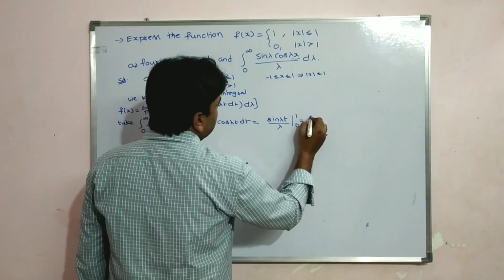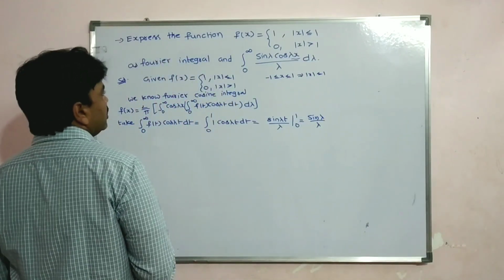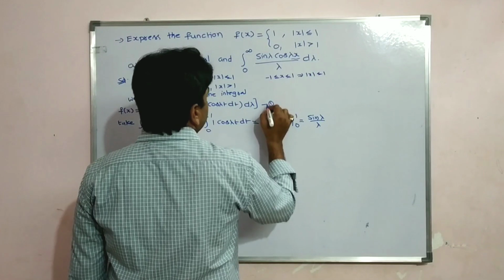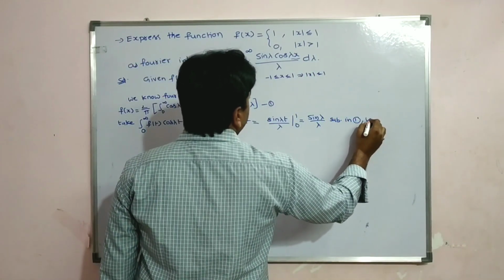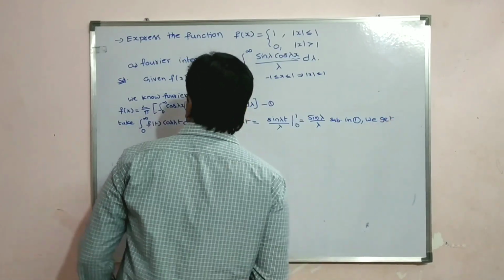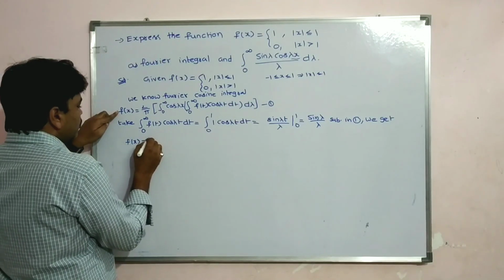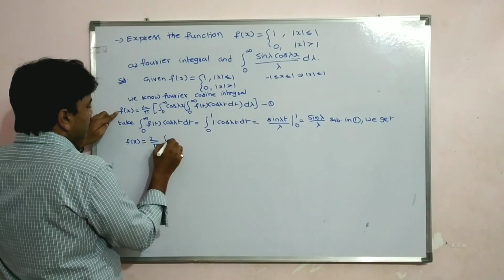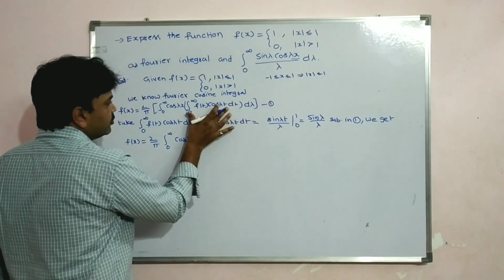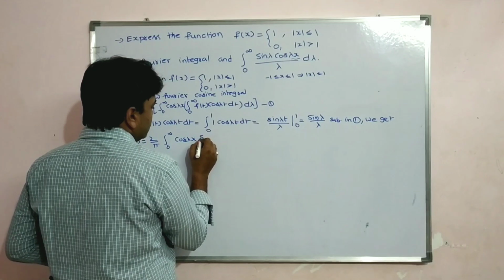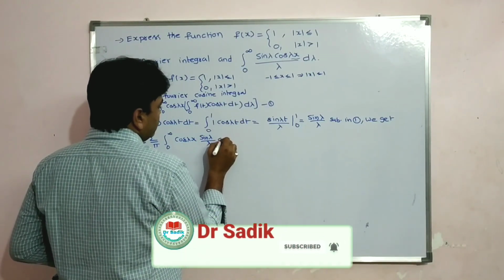So that is equal, we get here sin lambda by lambda. Sin lambda by lambda, this is 1, students. Substitute in 1. We get f of x equal to 2 by pi integral 0 to infinity cos lambda x, this integration value, students, sin lambda by lambda into d lambda.